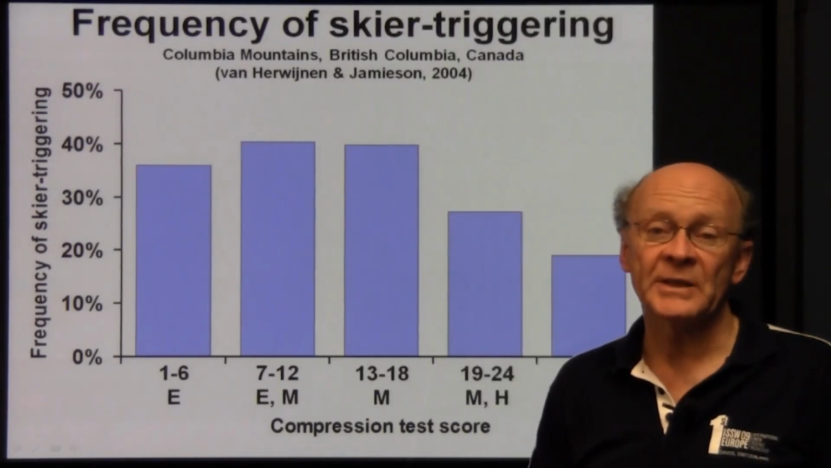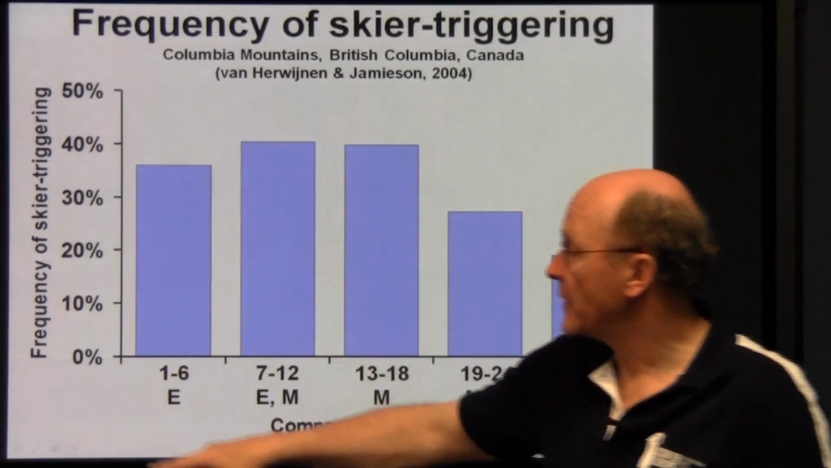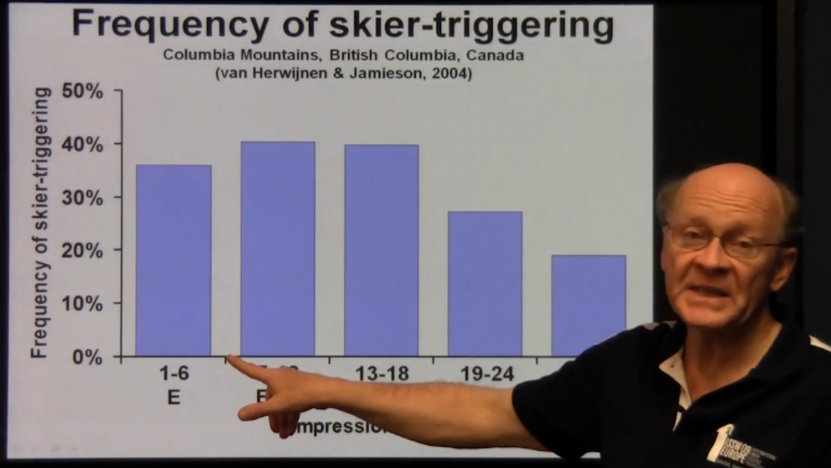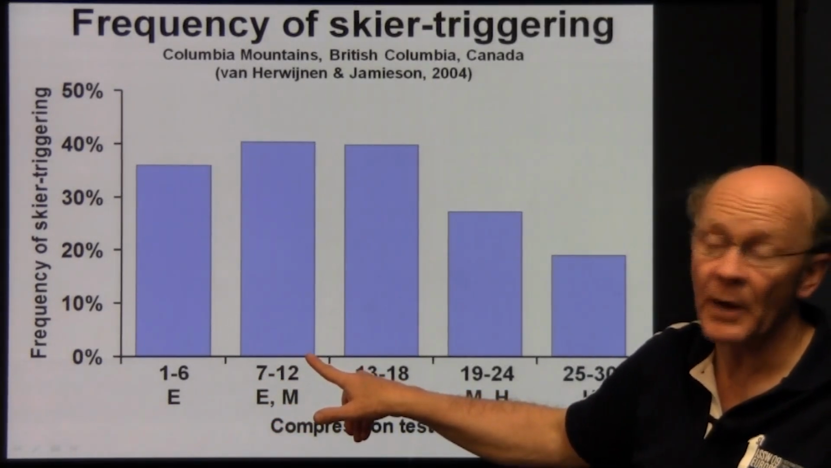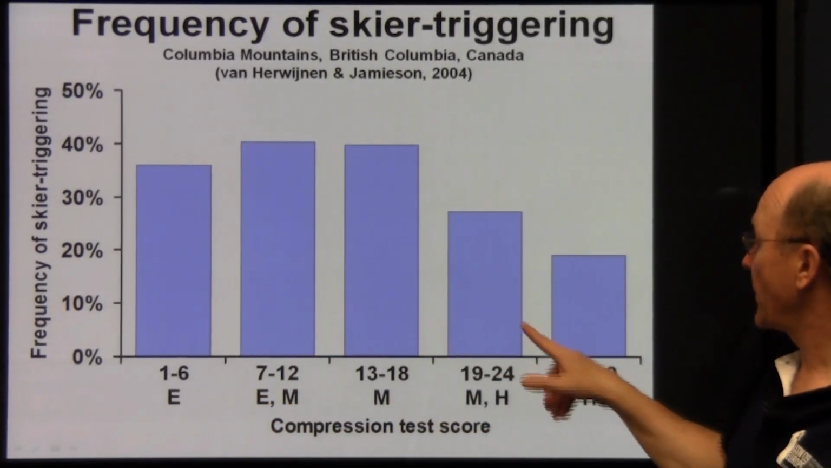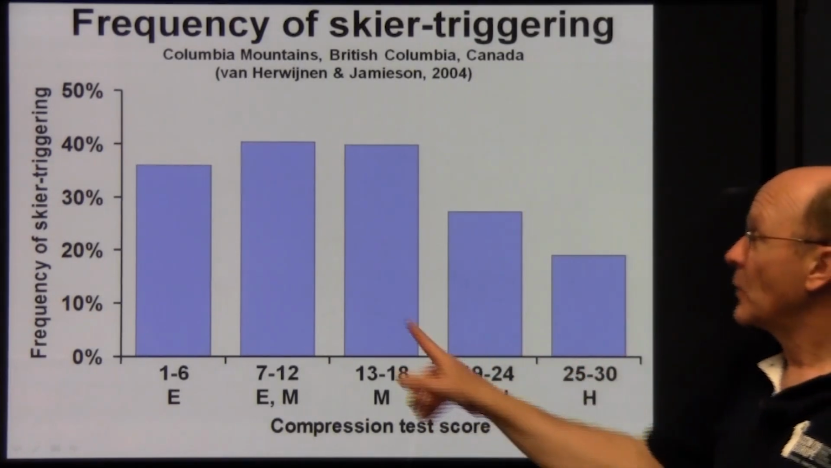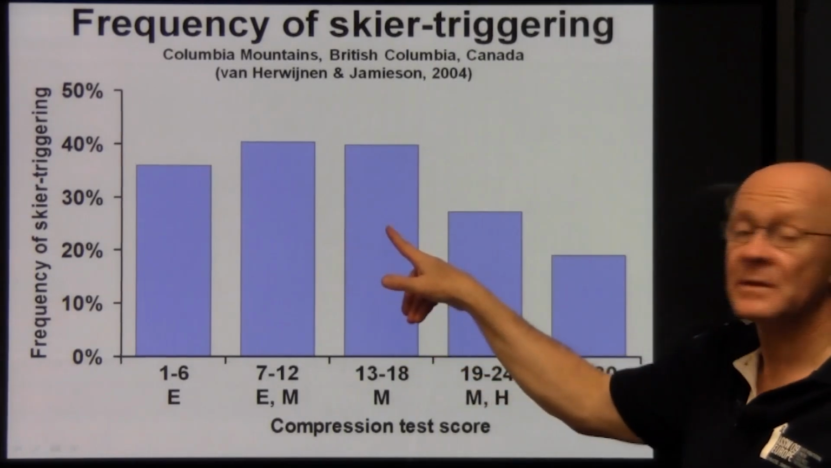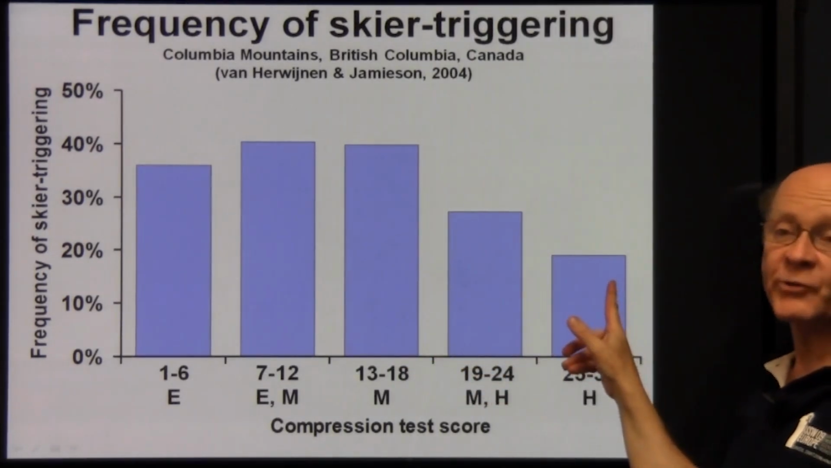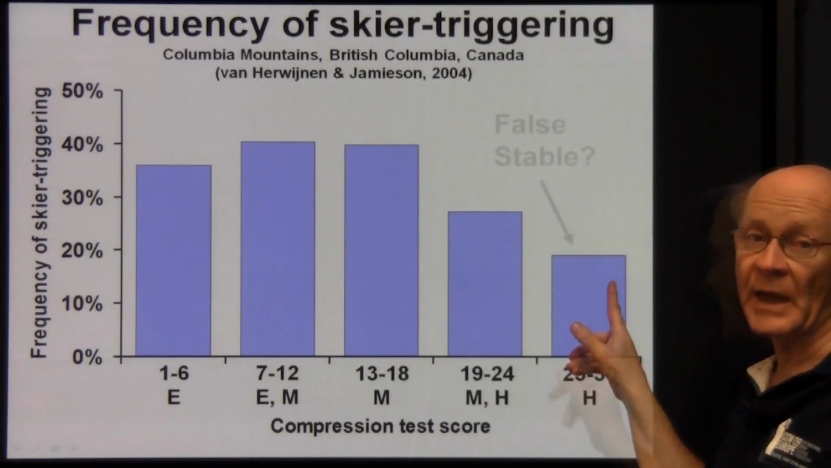Here are the real results obtained for the compression test. Here's the frequency of skier triggering over here. We have a bar for the first 6 easy taps, then a bar for the next 3 easy taps and the first 3 moderate taps, all the way up through until we have the last 6 hard taps. We see the most frequent skier triggering for the easies and moderates, and the least frequent skier triggering for hard taps, but it doesn't drop off nearly as much as we would like.